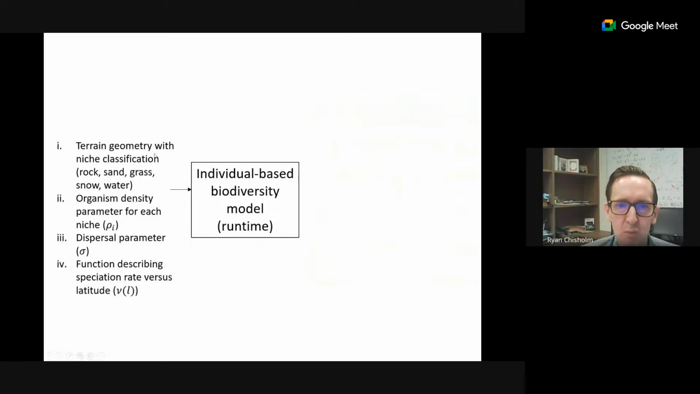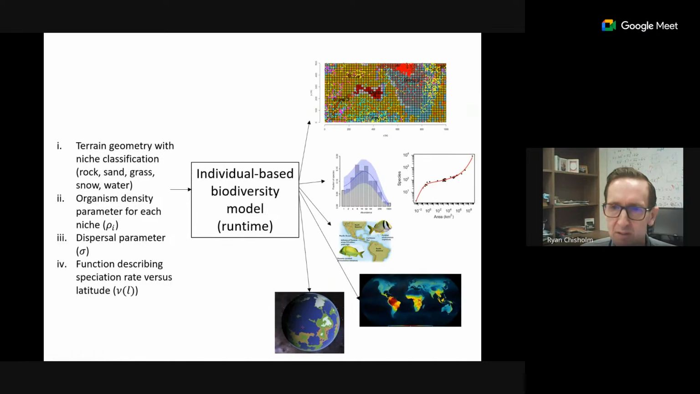Okay, so I'm going to use one of these individual-based biodiversity models, similar to what I showed you earlier today. The inputs are going to be a terrain geometry with niche classification. I'm going to use rock, sand, grass, snow, and water. I'm going to have an organism density parameter for each niche, rho I, a dispersal parameter sigma, and a function that describes speciation rate versus latitude, so nu as a function of latitude. And I'm going to get all these things out of it that I talked about.